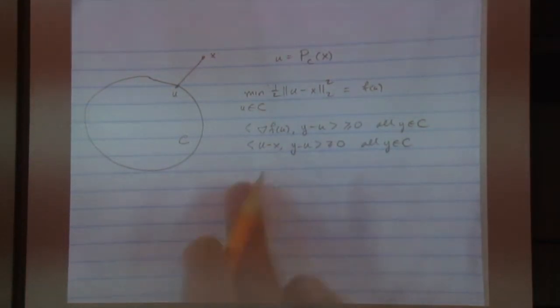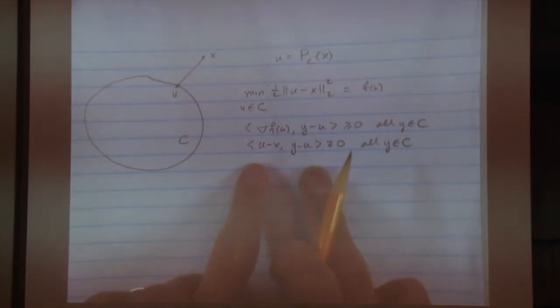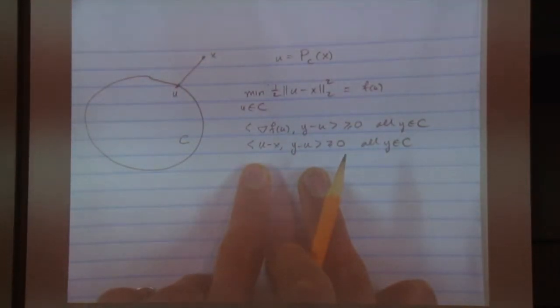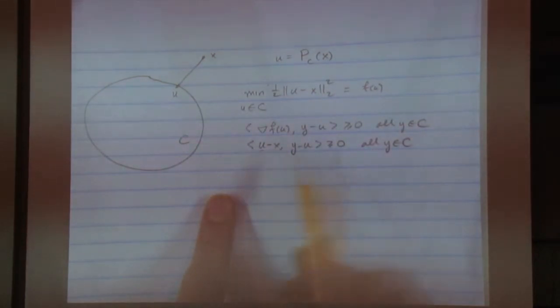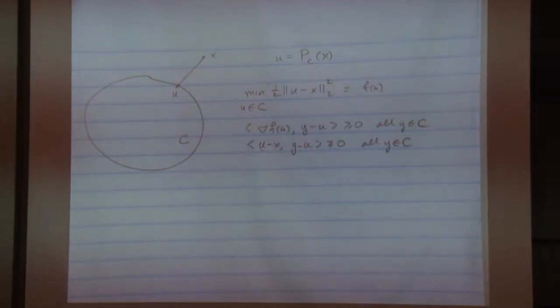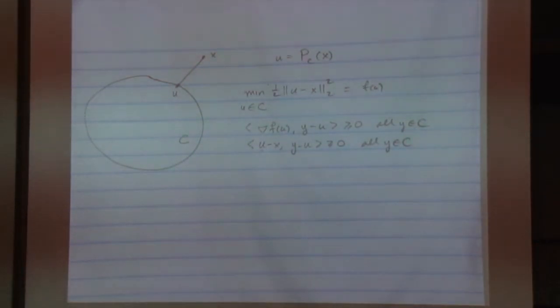Okay, so this is our first order characterization for optimality. In other words, if u satisfies this, we know that u is optimal, and vice versa. So this is actually the characterization for the closest point u to x in the set C.